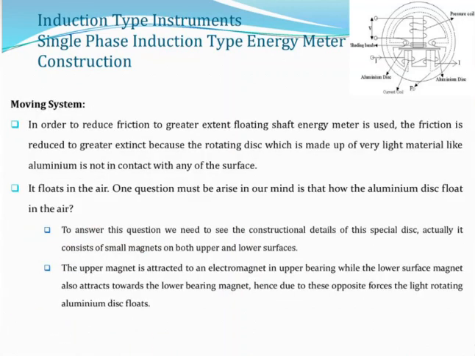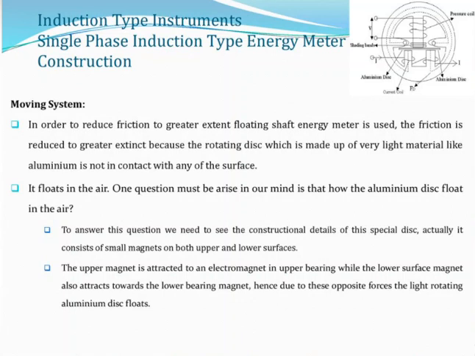Next we will see the moving system. In the moving system, in order to reduce friction to a greater extent, a floating shaft energy meter is used. The friction is reduced to a greater extent because the rotating disc, which is made of a very light material like aluminum, is not in contact with any surface. It floats in the air.